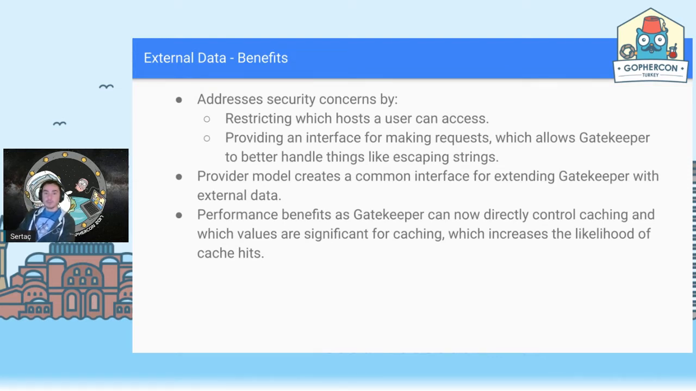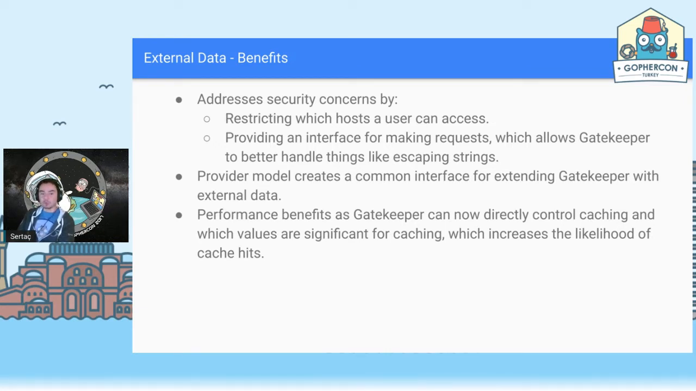Cool. And then let's talk about the external data benefits. First of all, it addresses the security concerns by restricting which hosts a user can access. And then we're going to see how we can deploy provider objects to limit this behavior. It also provides an interface for making requests, which allows Gatekeeper to better handle things like escaping strings.